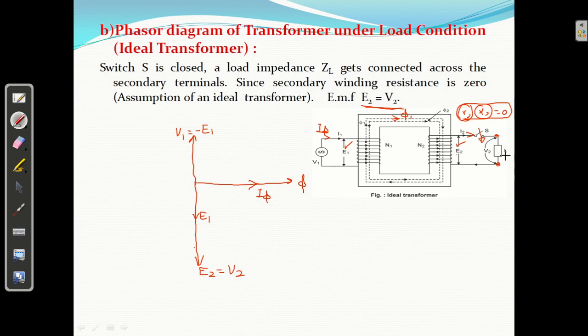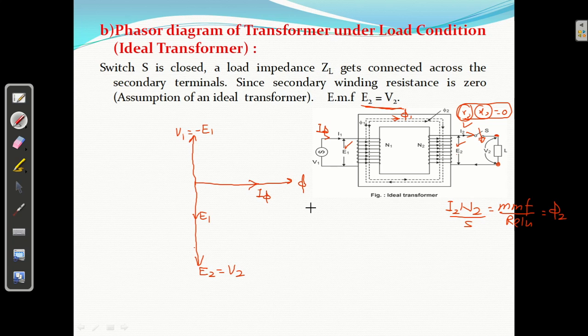Now you are connecting the load. When the load is connected, what will happen? I2 will flow, and I2 will link with the N2 turns of the winding, right? So it will produce an MMF upon reluctance equal to flux phi2. Flux phi2 will be produced, right?